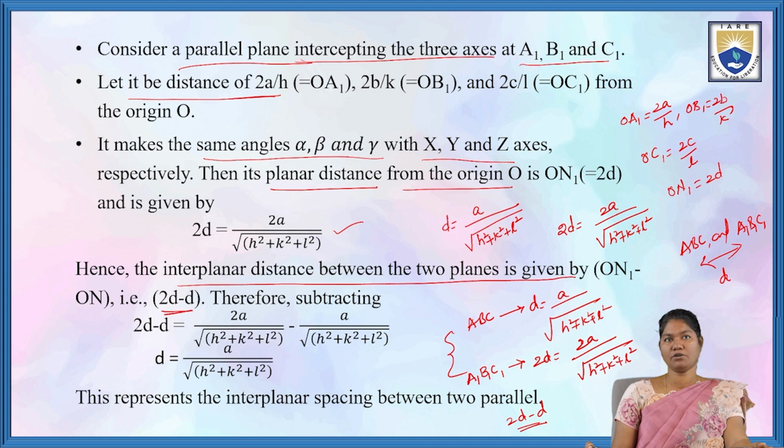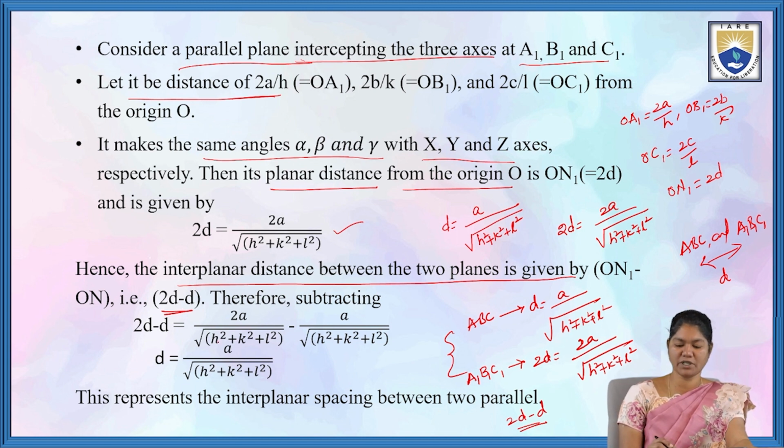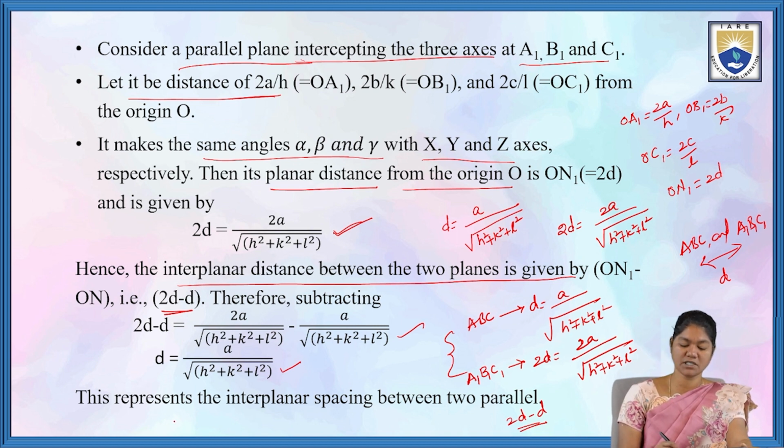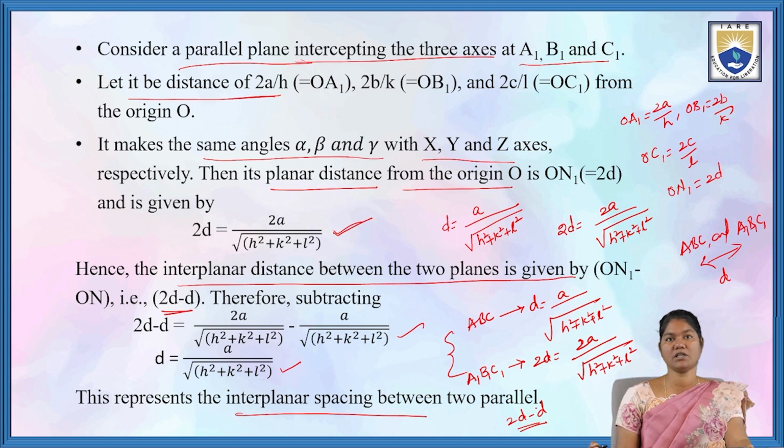When subtracting, 2d minus d is equal to, the 2d value is 2a by root of h square plus k square plus l square, minus the d value, a by root of h square plus k square plus l square. So d will become a by root of h square plus k square plus l square. So this represents the interplanar spacing between the two parallel planes.